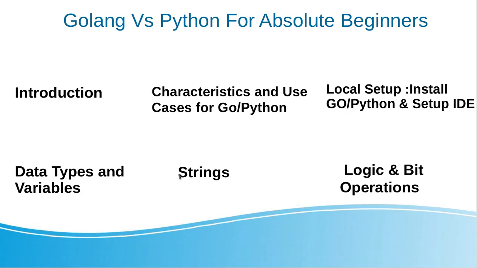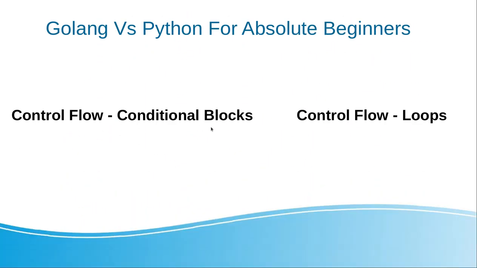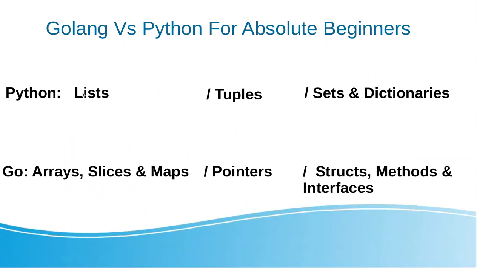and variables, strings, logic and bit operations, control flow, conditional blocks, control flow loops. After that, we will see some specifics for Python such as lists, tuples, sets and dictionaries, and some specifics for Go like arrays, slices, maps, pointers, structs, methods and interfaces.